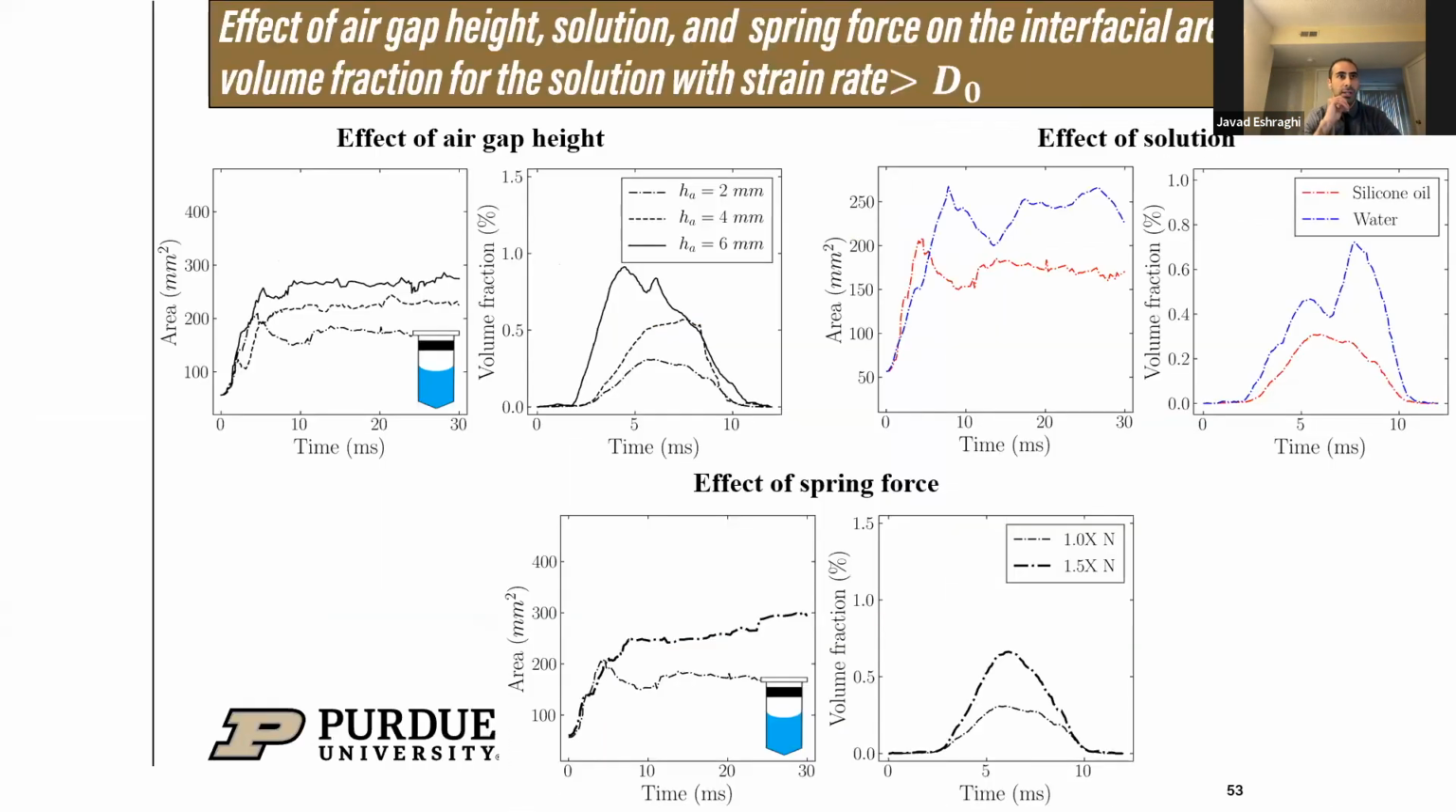Now let's review some results, starting with the effects of air gap height on the interfacial area and volume fraction of the liquid that experienced a strain rate above a certain threshold. By increasing the air gap height, the interfacial area and the maximum volume fraction of liquid experiencing the highest strain rate increase. Also, between water and silicone oil, the slosh-induced interfacial area and strain rate were more intense in syringes filled with water. And the interfacial area and volume fraction of the slosh solution with a high strain rate were more significant for the larger spring force.